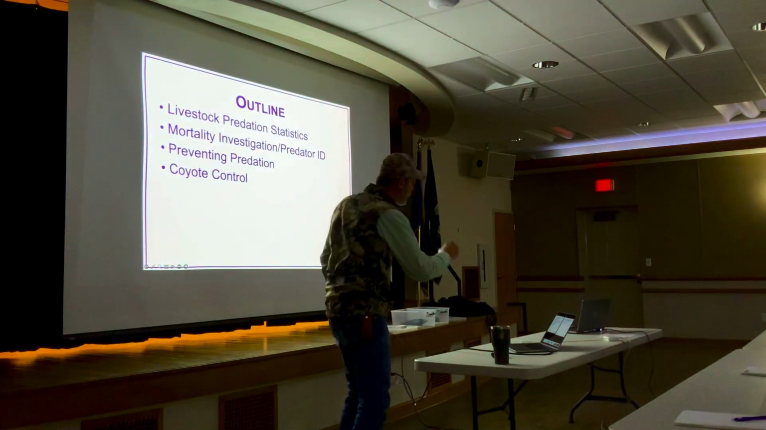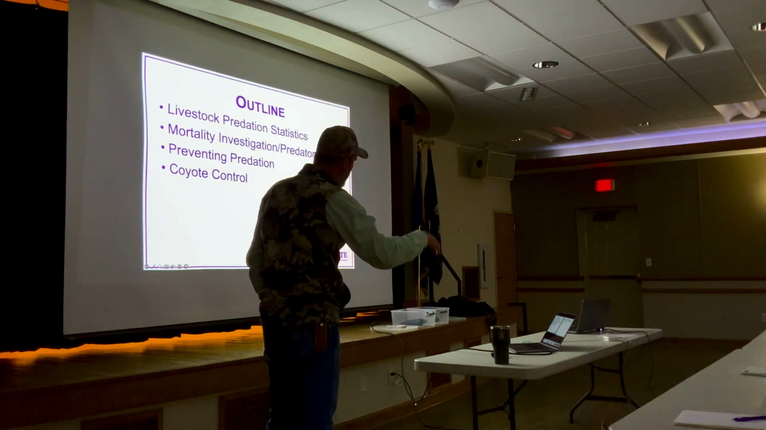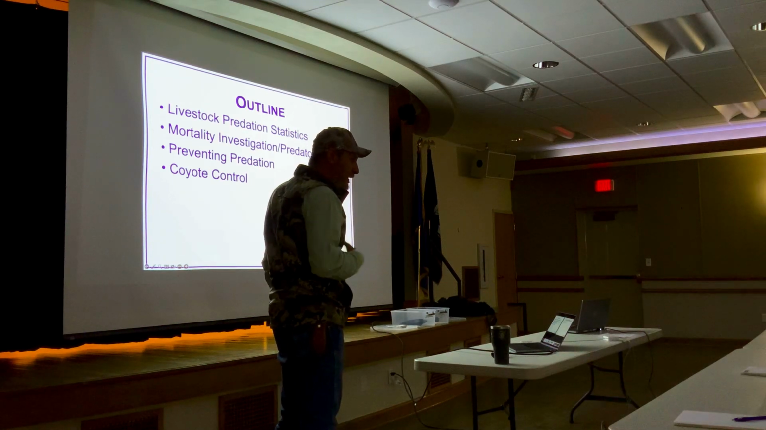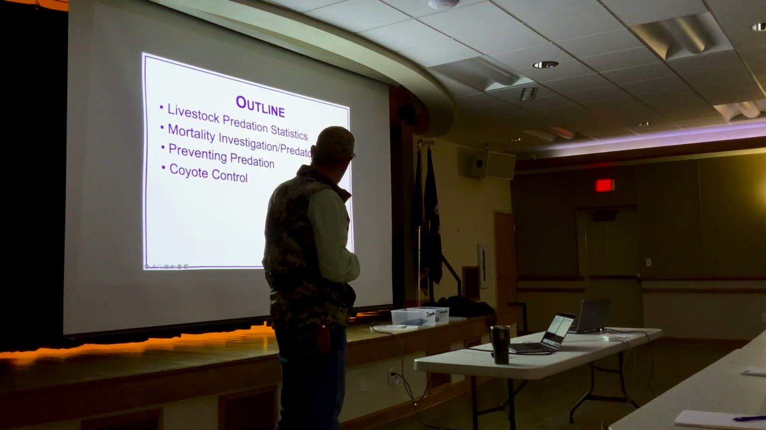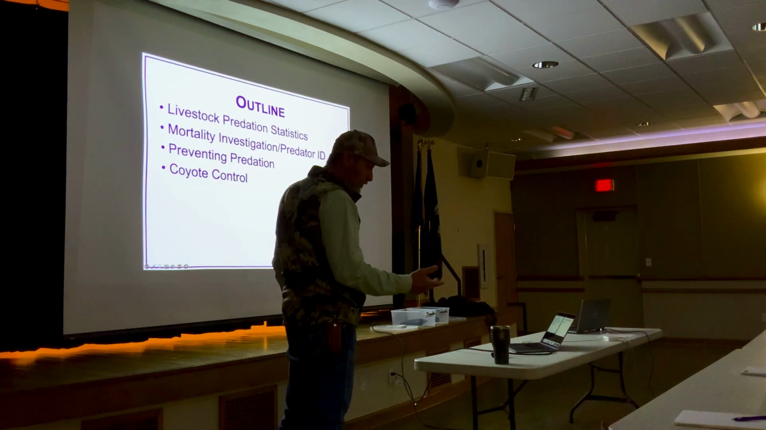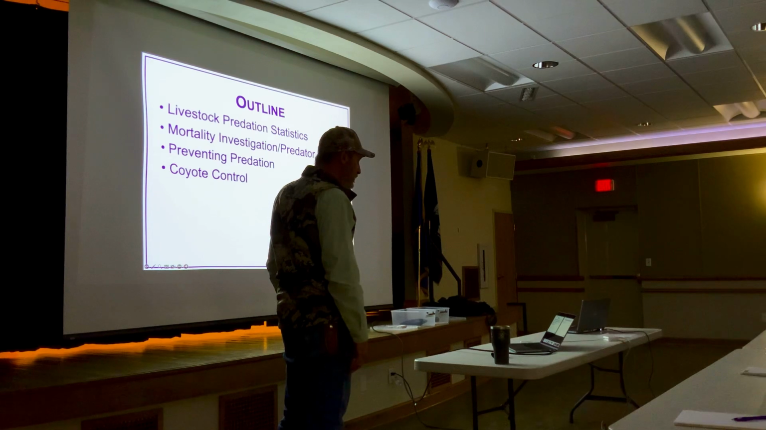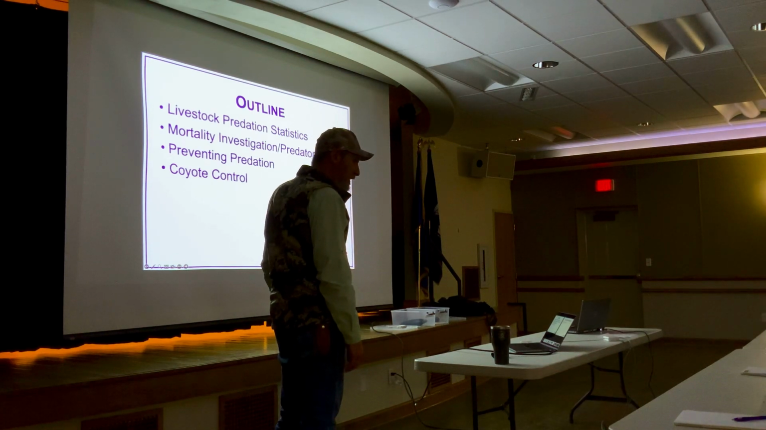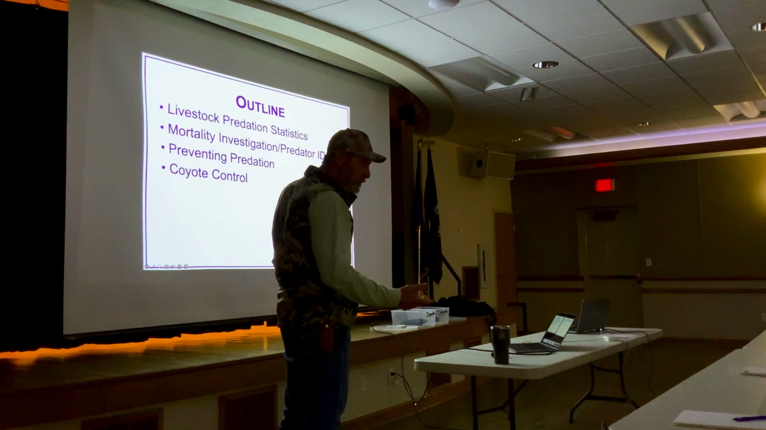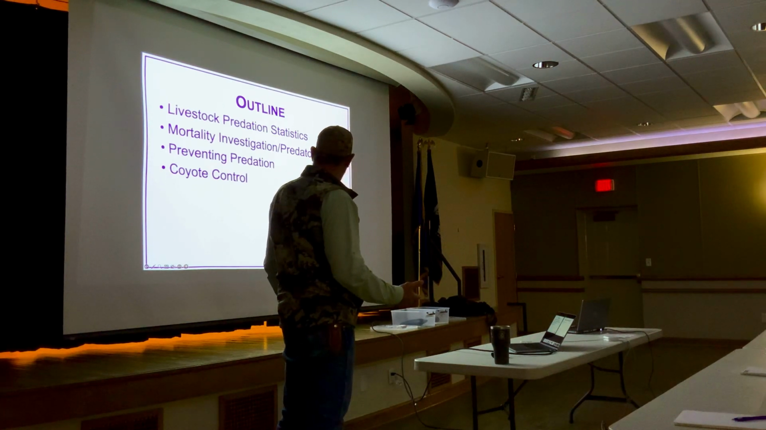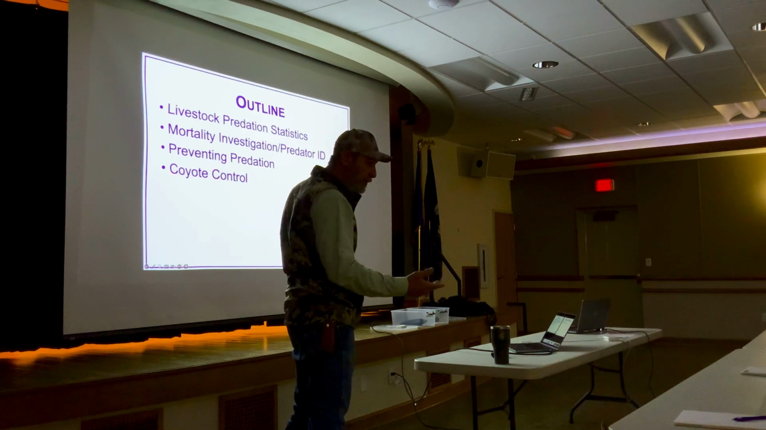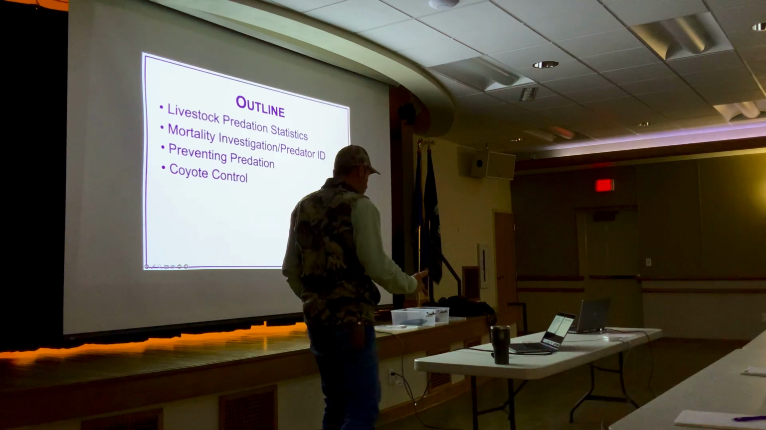So just a real quick outline so you don't think all I'm gonna do is talk about graphs and statistics. We're gonna start off talking about how many critters die of different causes. Then we'll talk about how to go about the process of trying to figure out what killed something. Once we know if it's been scavenged on or killed by a predator, then how do we ID the predator that's responsible? And then we'll go into how to prevent predation, and then also how to control predators when that's something that we need to do.